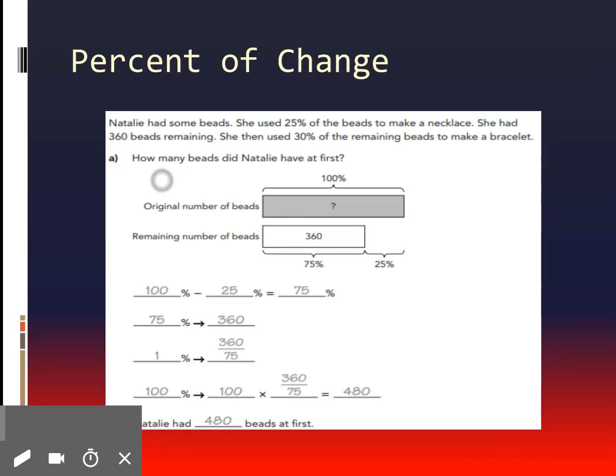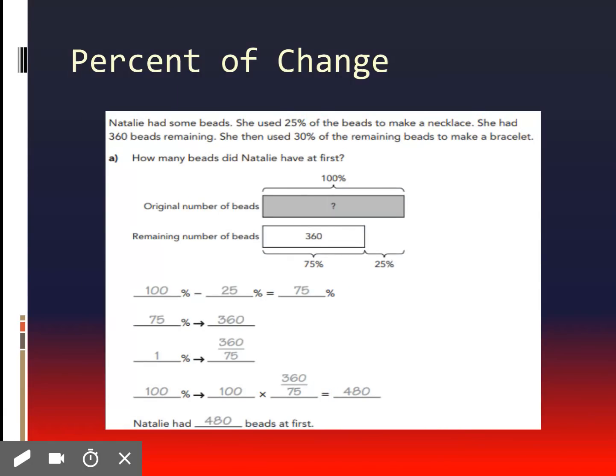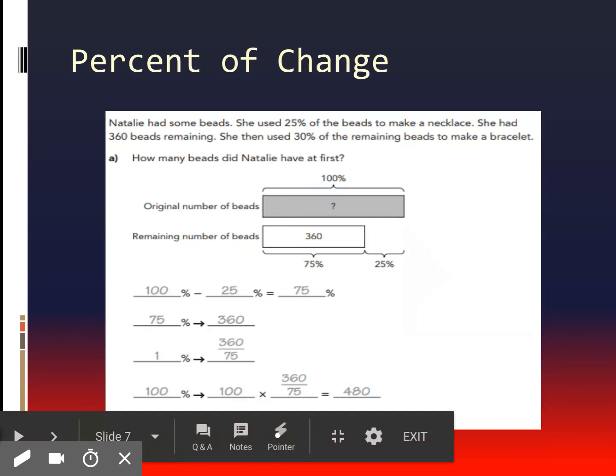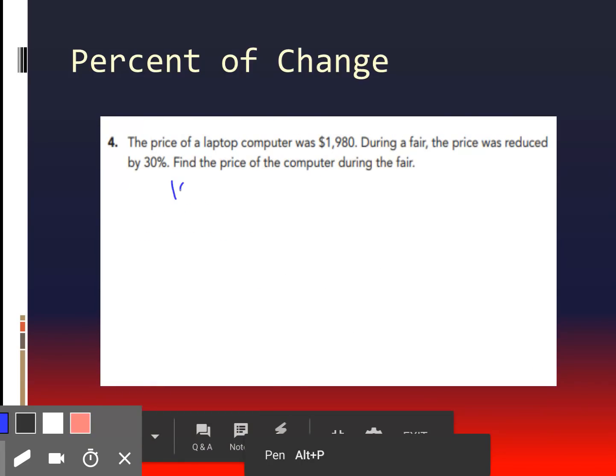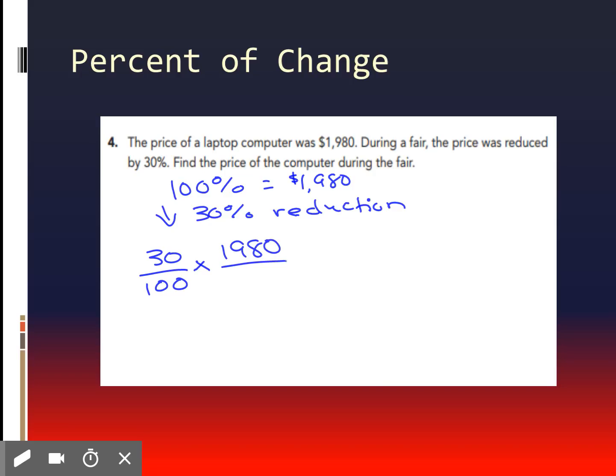So we have 100% equals $1,980. And there was a 30% reduction. So again, anytime a price is reduced, the price is going down. I like price reductions much better. So first I want to find what 30% of 1,980 is. So I'm multiplying. So I'm going to do 1,980 times 30.